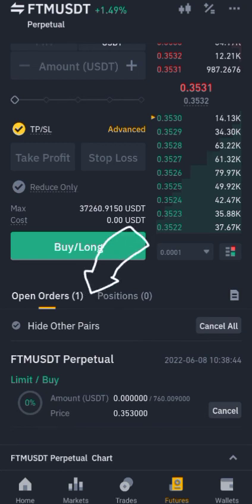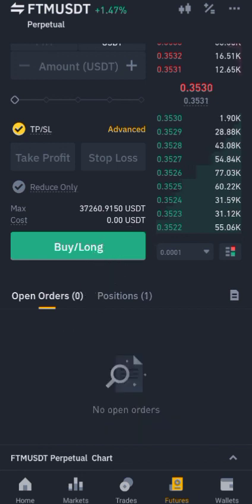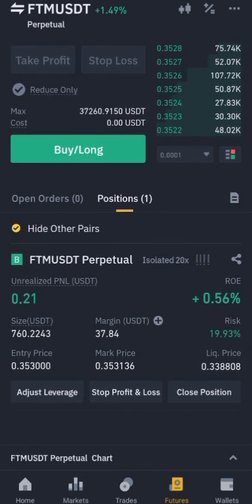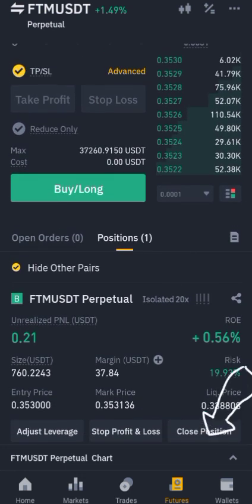So we are watching, it's at 31. We are hoping it will get to 30. Okay, so finally, it has gotten to 30. You can see it switched from open orders to a position. And as you can see, I'm already in a profit of 0 point something percent.